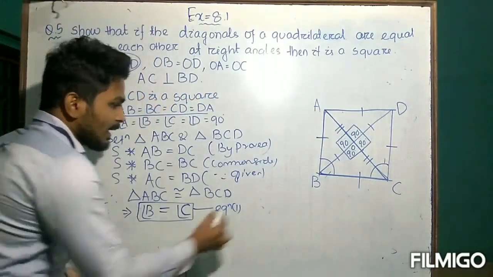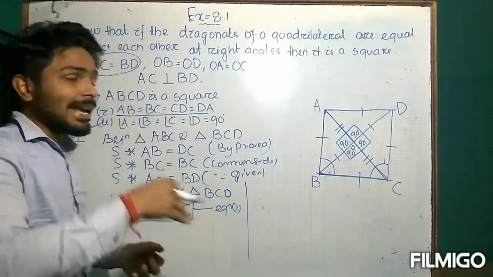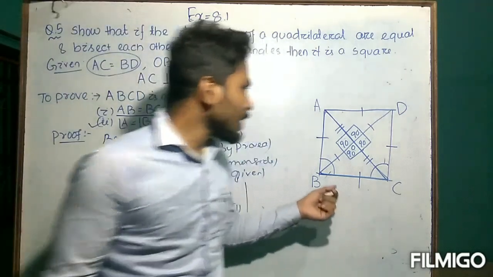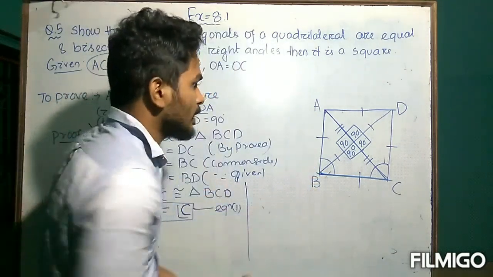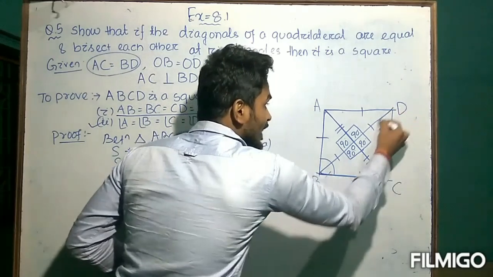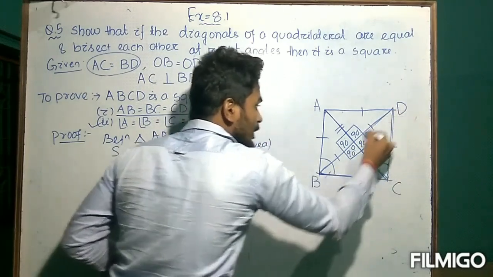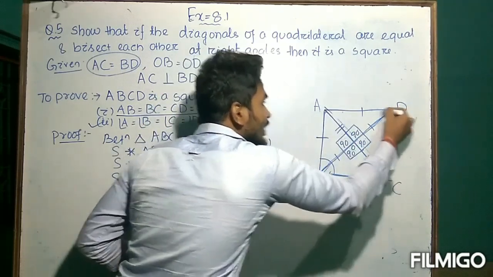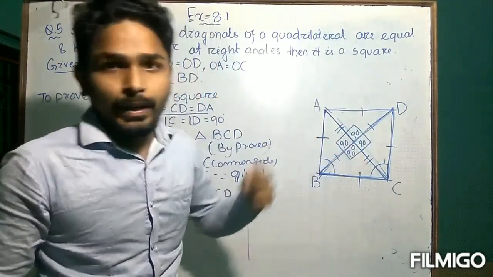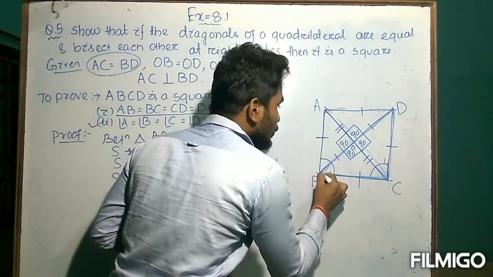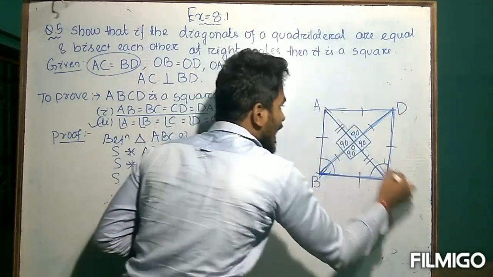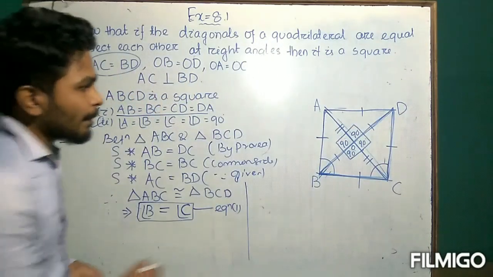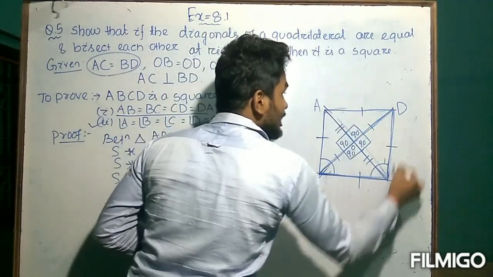Understood? Similarly, we will follow the same procedure and again compare another two triangles. Which triangles? Just look at my finger. BCD and ACD, and make them congruent. We will make congruent which triangles? BCD and ACD.